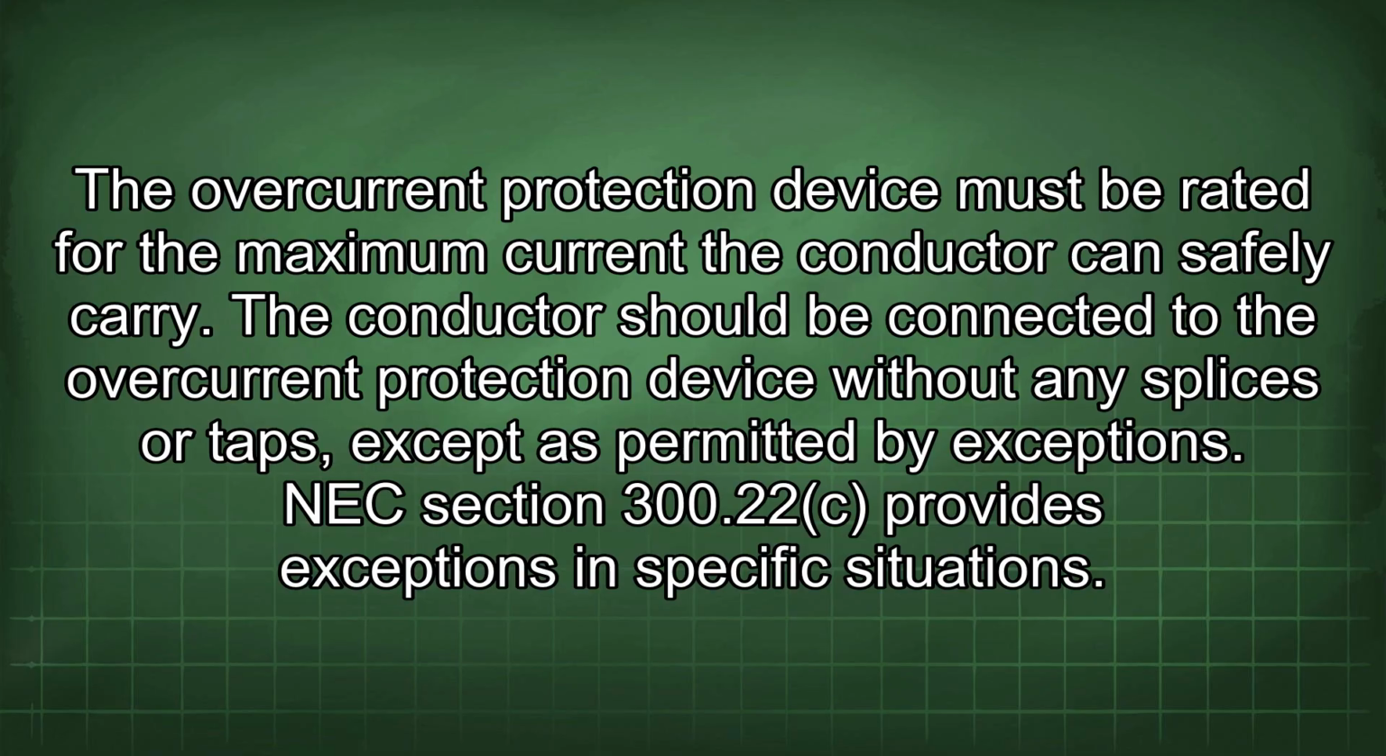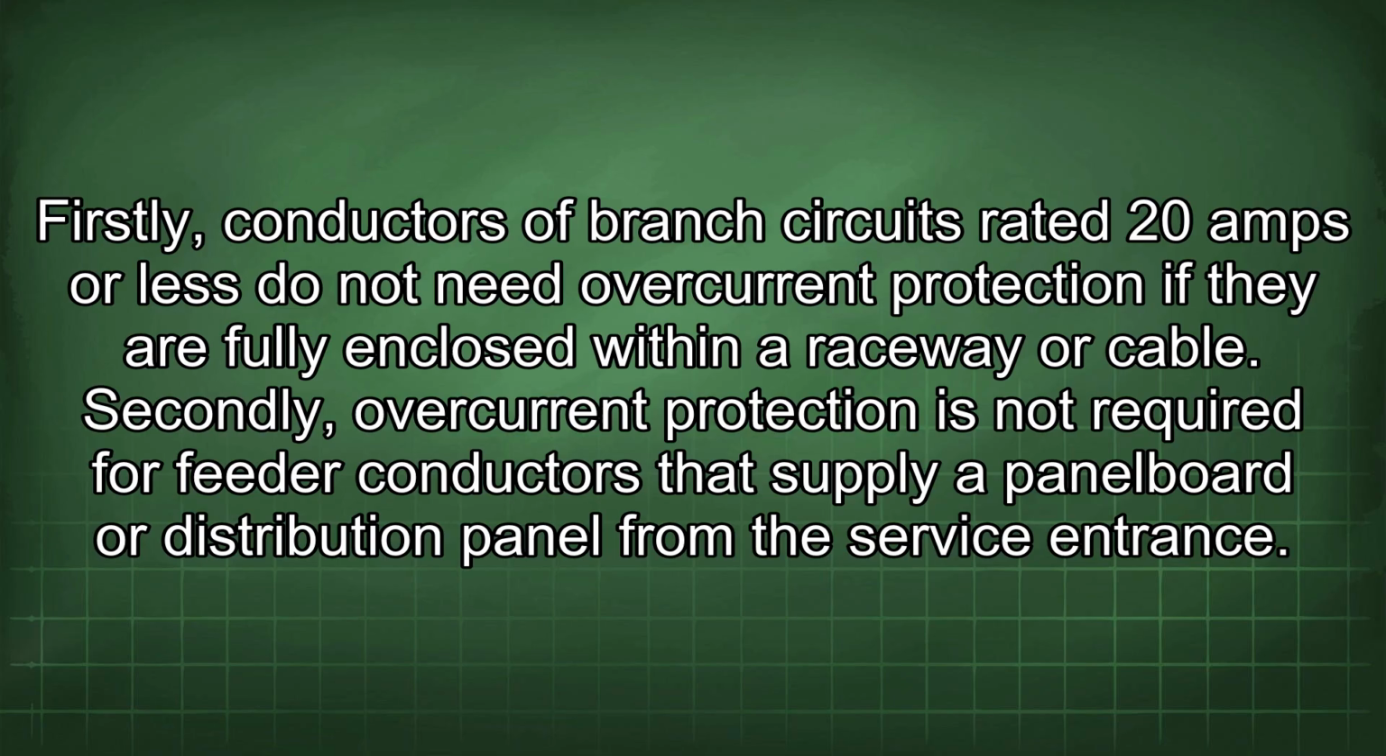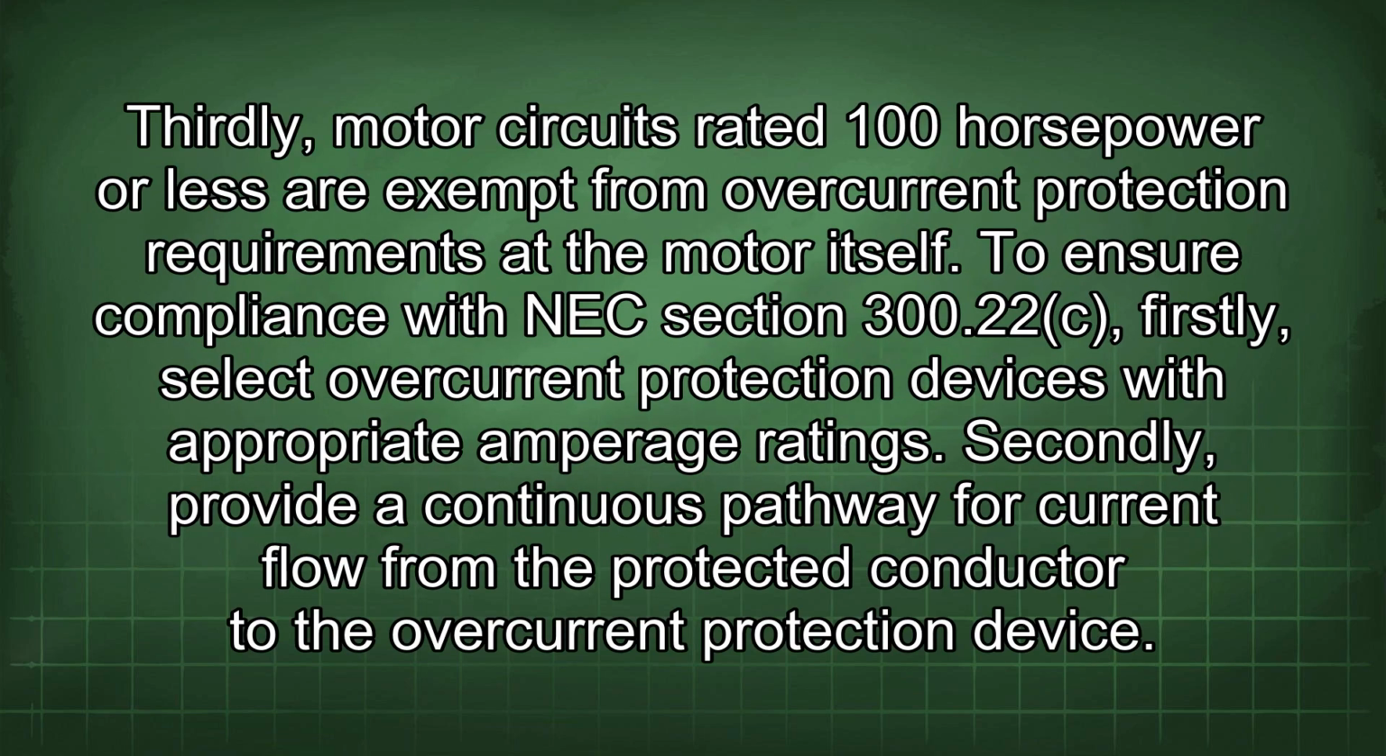NEC Section 300.22 provides exceptions in specific situations. Firstly, conductors of branch circuits rated 20 amps or less do not need overcurrent protection if they are fully enclosed within a raceway or cable. Secondly, overcurrent protection is not required for feeder conductors that supply a panel board or distribution panel from the service entrance. Thirdly, motor circuits rated 100 horsepower or less are exempt from overcurrent protection requirements at the motor itself.